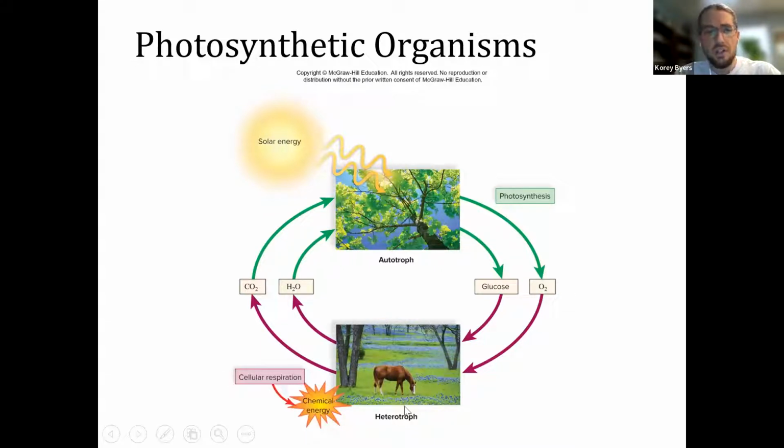Heterotrophs, here's a horse. Why did they choose a horse? I don't know, but it's a heterotroph, right? Consuming photosynthesizers. And then we'll talk about cell respiration next chapter, which is where we take the stored energy, access it, and a byproduct of cell respiration is carbon dioxide and water. And so it's a cycle.